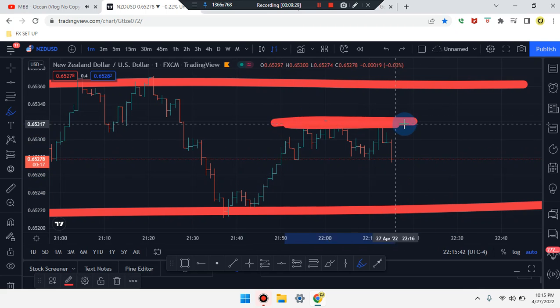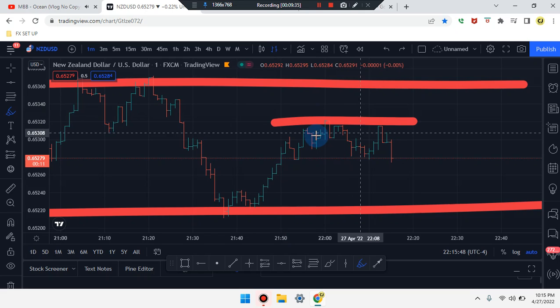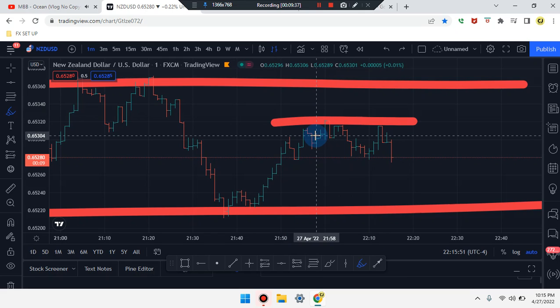And we have multiple pushes to the top. 1, 2, triple top overall, multiple pushes overall in that area. So it's a triple top overall with multiple pushes, as you can see.